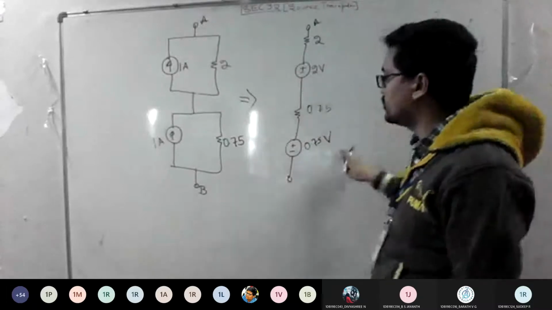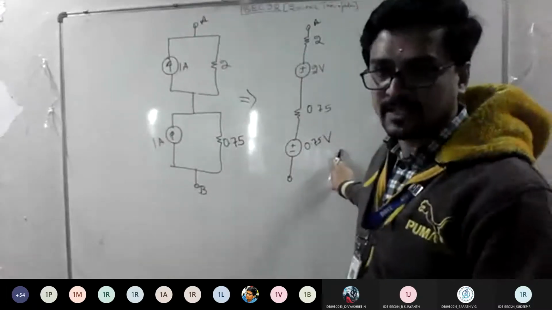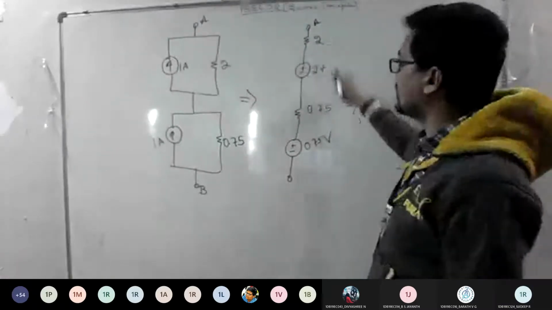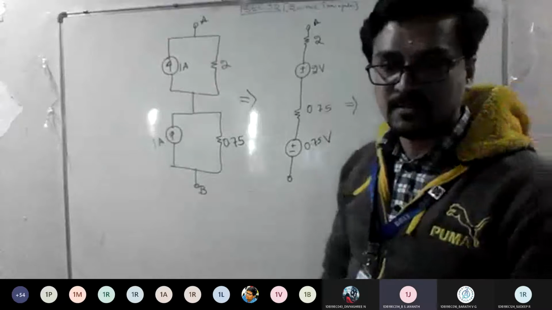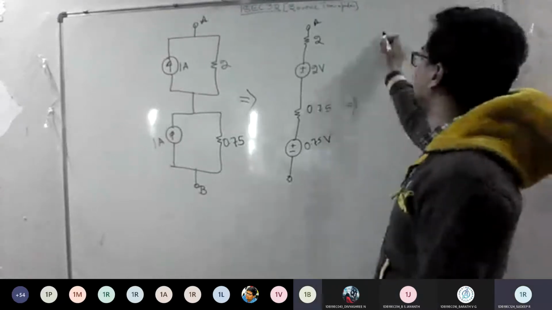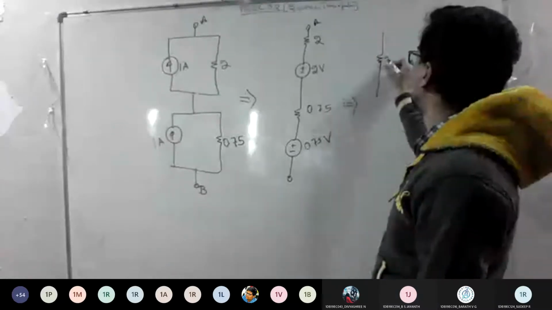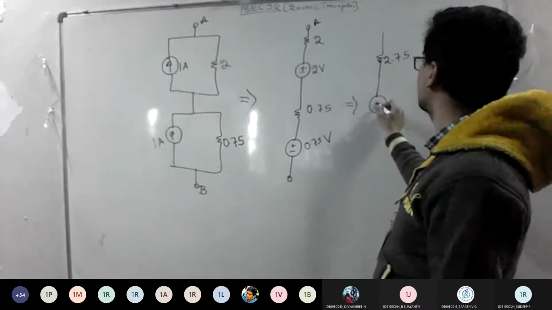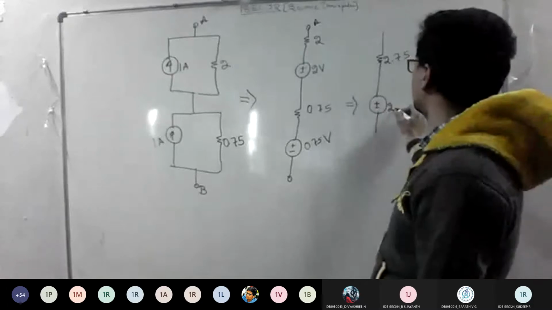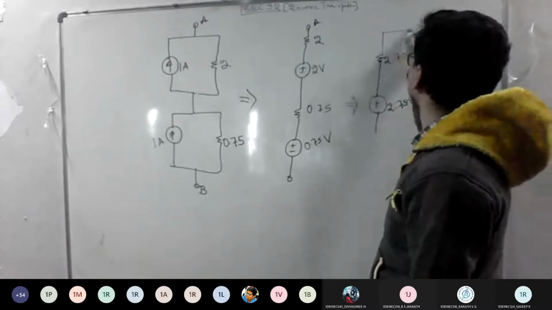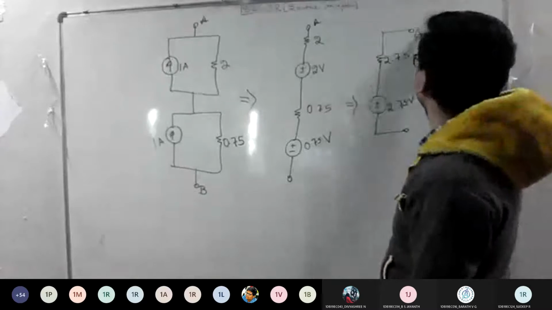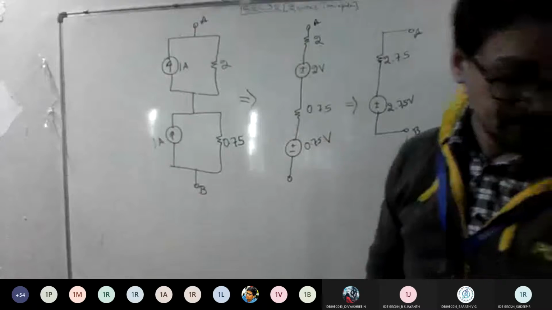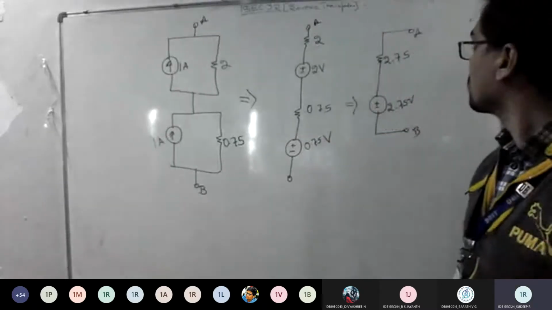Fine. So V1, V2, these two are in series. Can you make one voltage source? Yes, sir. And what about the resistors? Are they in series or parallel? Series, sir. You can add, so you will get one resistor of 2.75 and one voltage source, both in the same direction. I can add, 2.75 volt. So is this what we get between terminals A and B in terms of voltage? Am I correct?